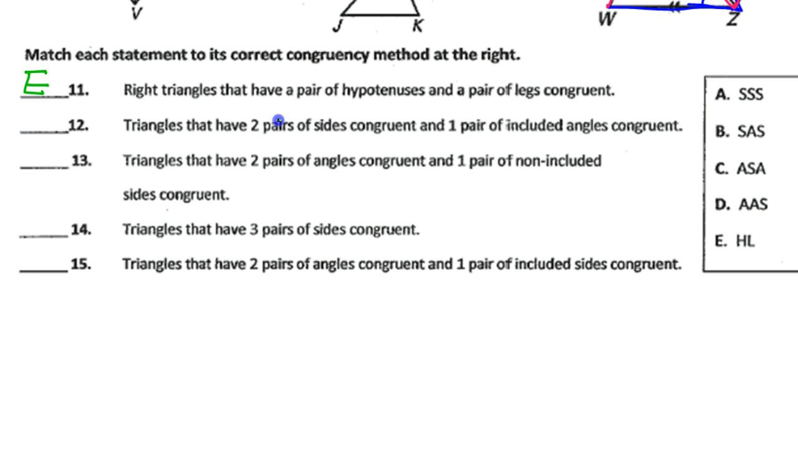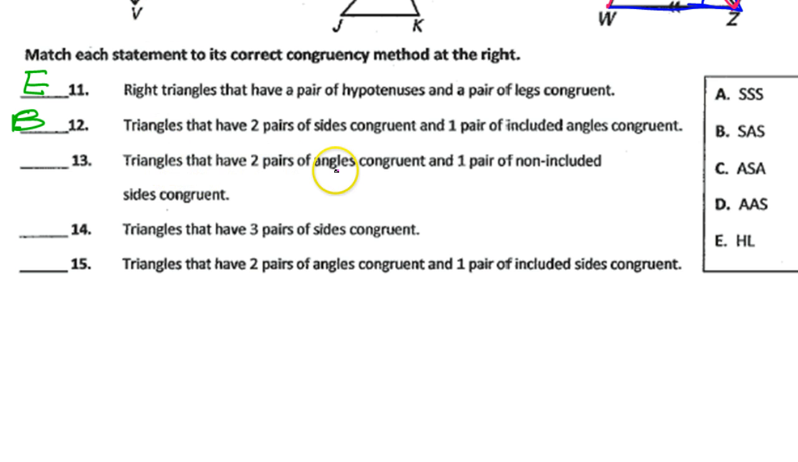Triangles that have two pairs of sides congruent and one pair of included angles. Okay, so that's side, angle, side they're describing. All right, they said two sides and the included angle. All right, so that's B. All right, for side, angle, side. Number 13.